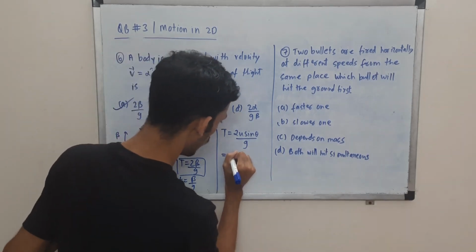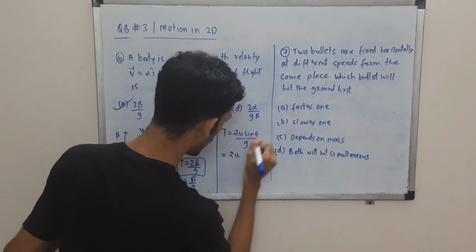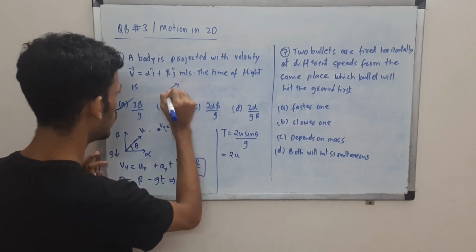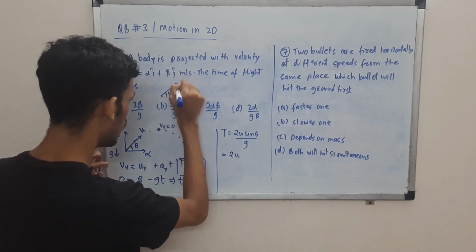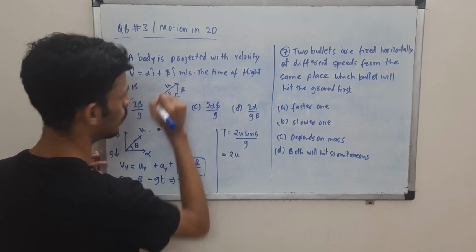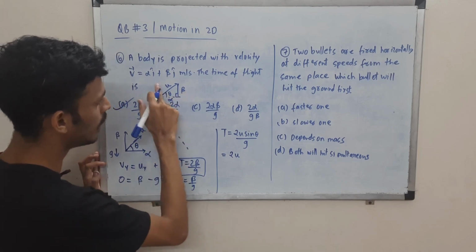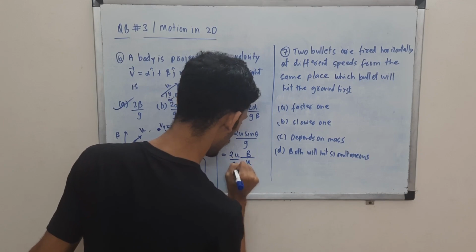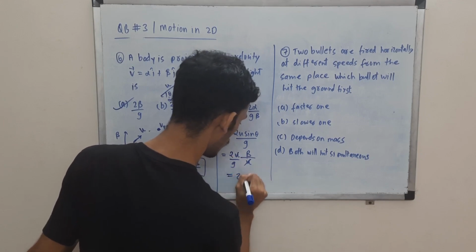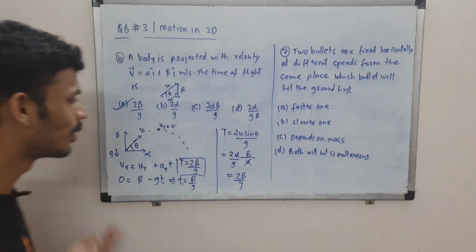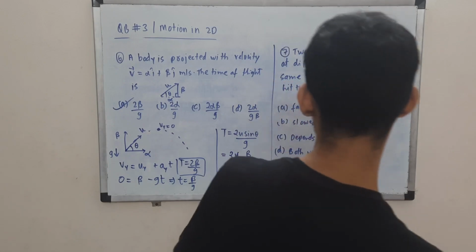Okay, so what do we want? 2u, and sine theta. Sine theta, if you obtain from this triangle, this is theta, right? So obtain from this is beta, right? This is alpha and this is u. Okay, so sine theta will be beta by u, and this is g, u cancels, 2 beta by g, as simple as that. Okay, so you could do it anyway, your choice.